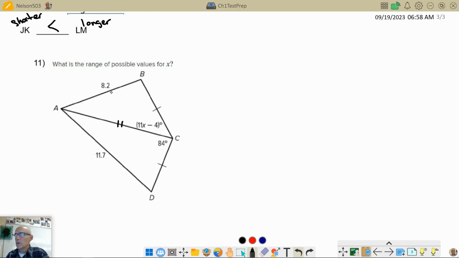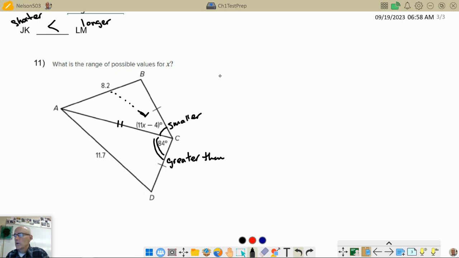So in other words, here's the shorter side. That must be the shorter angle, or the smaller angle. So this one's smaller, and this one is greater than, right? So this is the greater than one over here. Greater than side. Okay, this is the smaller than side, or smaller than angle.